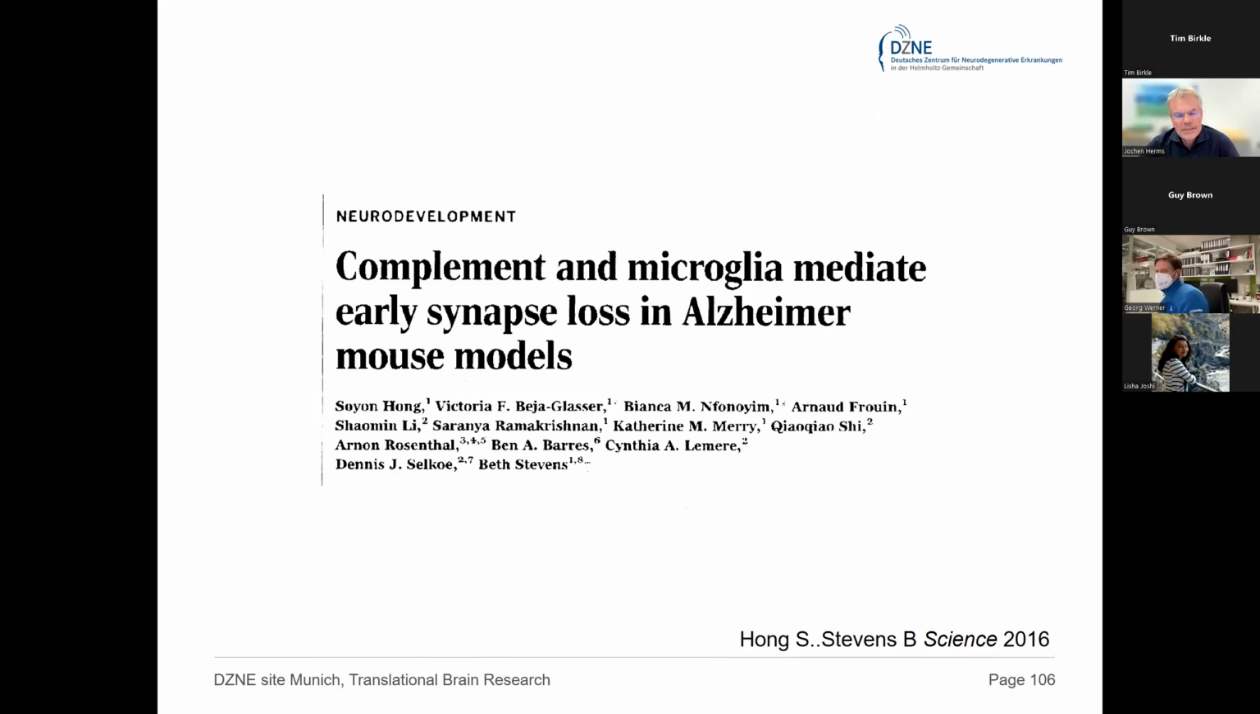I mean, this is one of these, let's say, 50 to 100 Nature and Science papers talking about Alzheimer's disease mouse models, but however, only working on an amyloid mouse model without any tau pathology. So I would like to make this point clear. This is not an Alzheimer's mouse model.